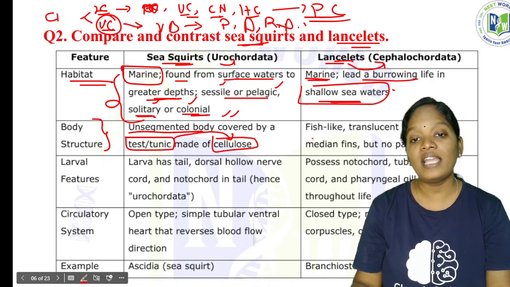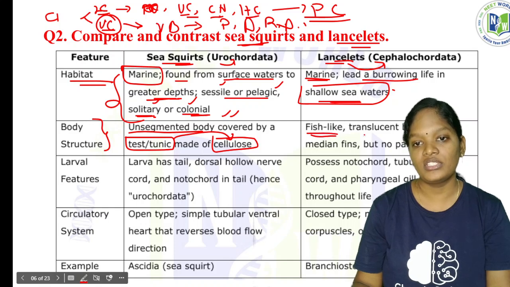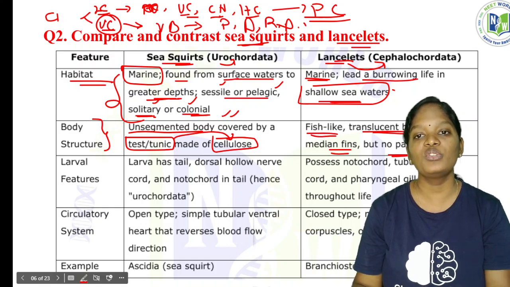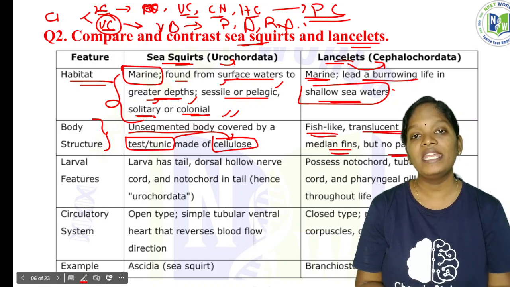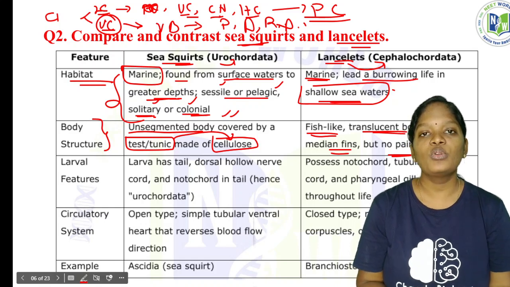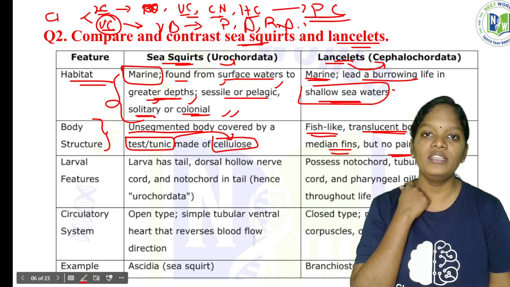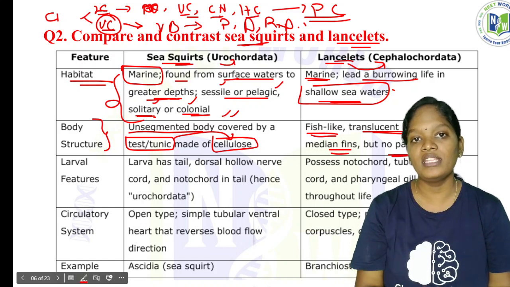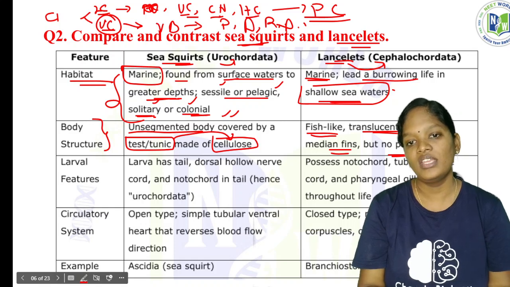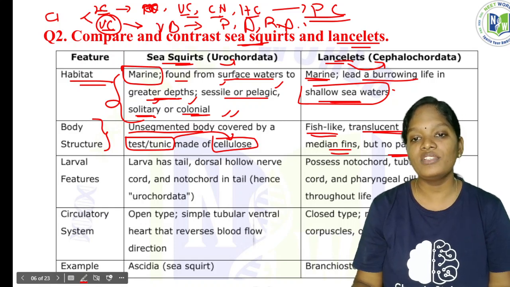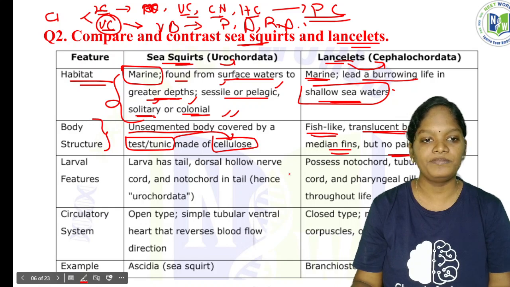Right? Now the lancelet looks like a fish. Translucent body, with median fins but no paired fins. It is not exactly a fish, it is fish-like. So the fins present in a fish need not be present in the lancelets. It just looks like a fish, but there will be no paired fins in the lancelets.